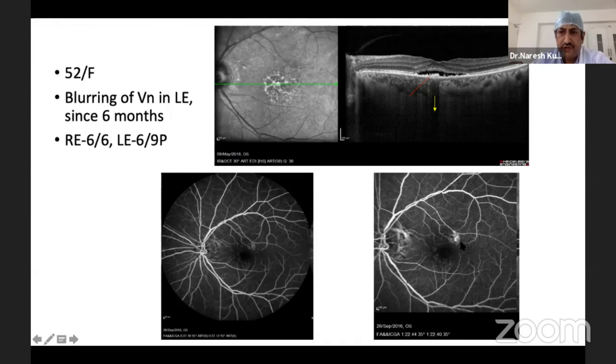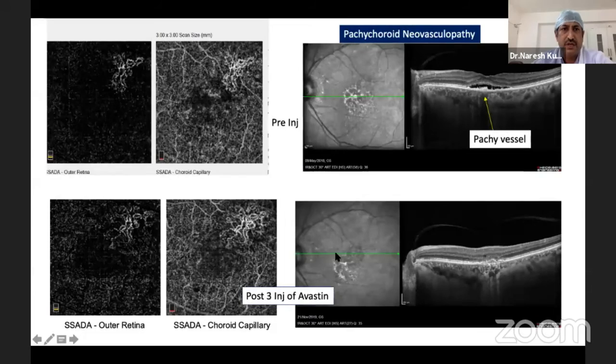And if you do the FFA, you just see some sort of hyperfluorescence, but you're not sure what you're dealing with. But if you do the OCTA, you can see there's a nice vasculature that is seen in the choriocapillaris and the outer retina. And this patient needed anti-VEGF injections, and there was improvement. You can see the change in the pattern. So there are more mature vessels, but still some vascularization is present there.